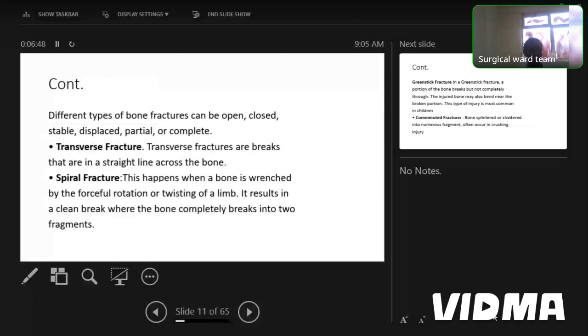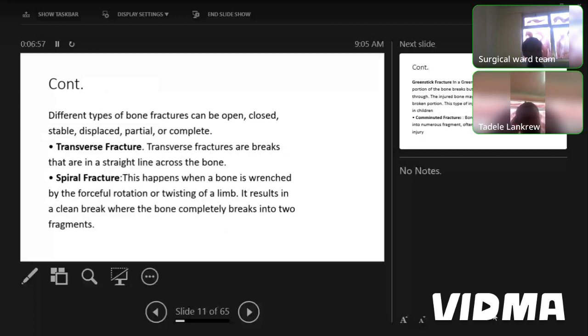That means longitudinal. Spiral, the other is spiral fracture. This happens when the bone is weak, with forcible rotation or twisting. When we twist or rotate our limb, it is possible that the bone fractures. One of the causes of fracture is bone loss. So when our limb is twisted, it may cause a spiral fracture, which results in a break where the bone is completely broken into two.